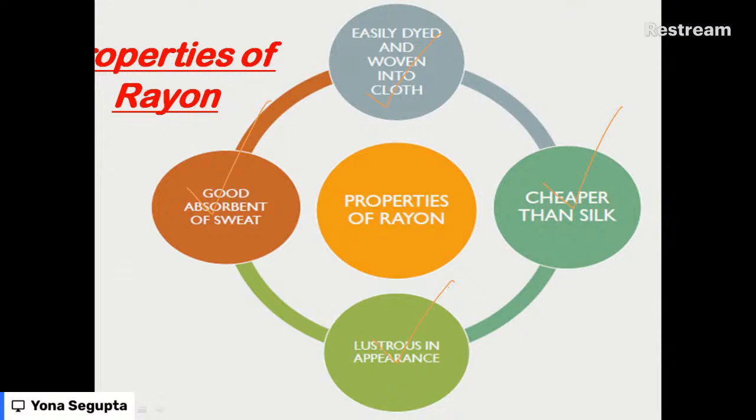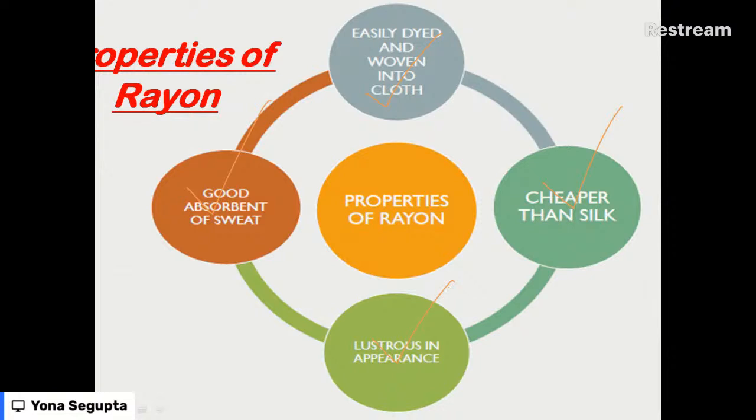So people made attempts to make silk artificially, and at the end of the 19th century, they were actually successful in making a fiber having similar properties to silk, but it is man-made. It can be obtained from wood, but it is man-made.